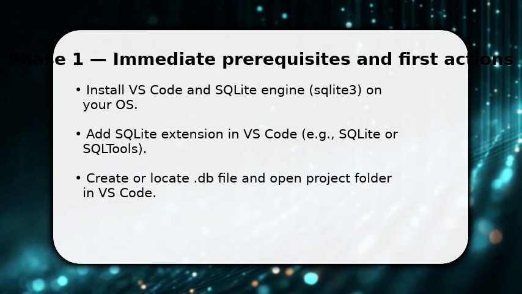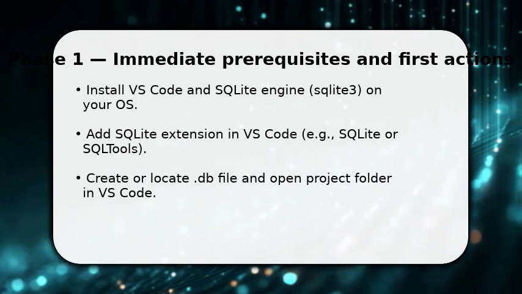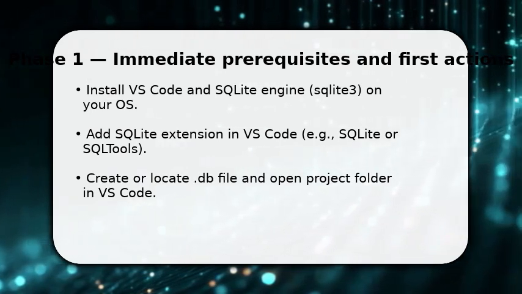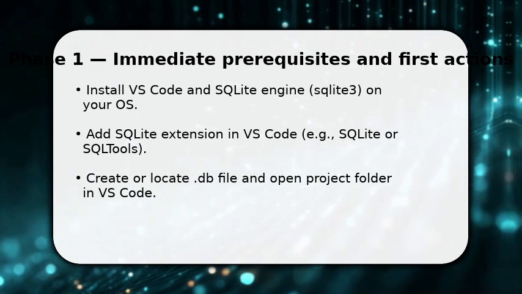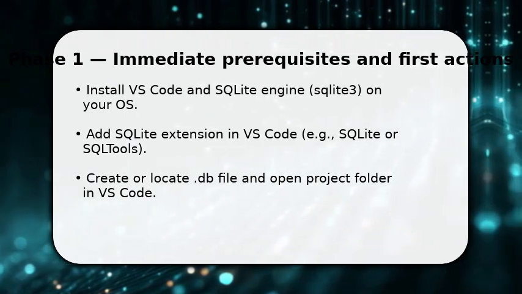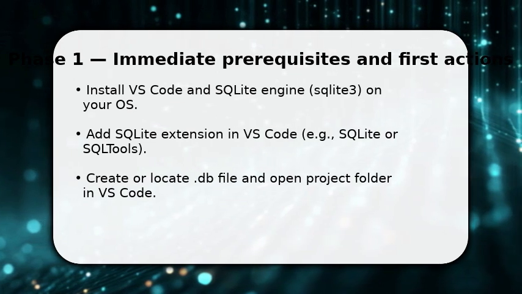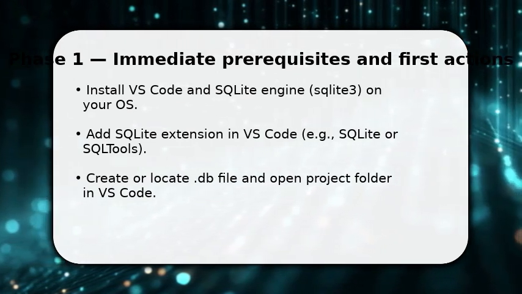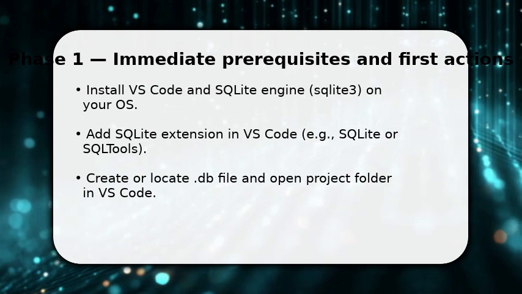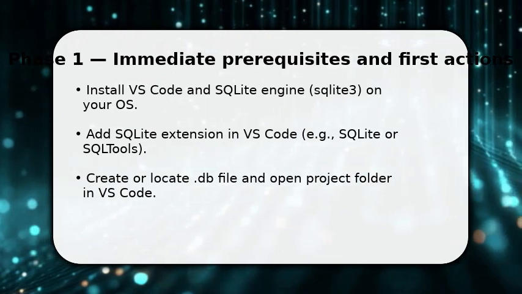You already have prerequisites, so start by installing both VS Code and the SQLite engine, then open the project folder. Next, install a VS Code SQLite extension and enable it. Create a new file named like data.db, or point to an existing db file.